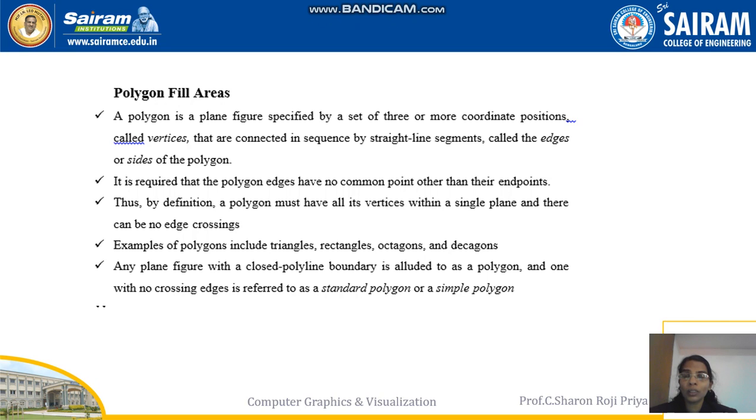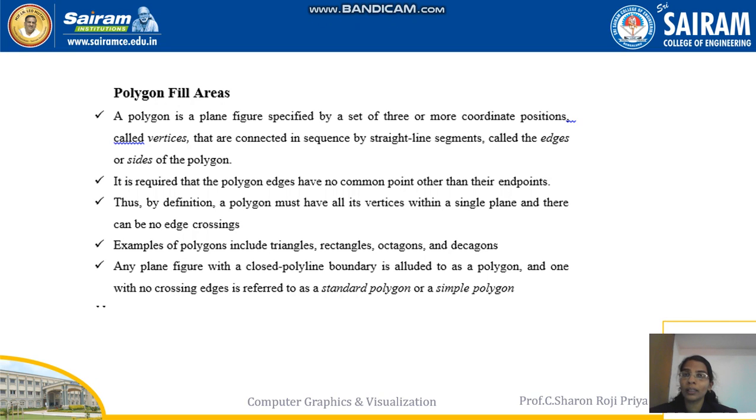Right, we'll see what is polygon. A polygon is a plane figure specified by a set of three or more vertices that are connected in sequence by line segments called the edges or sides of the polygon. That is, my polygon will have three or more vertices, right?